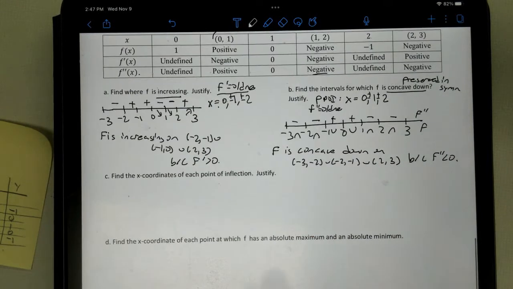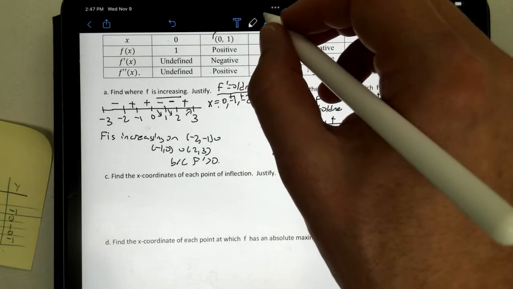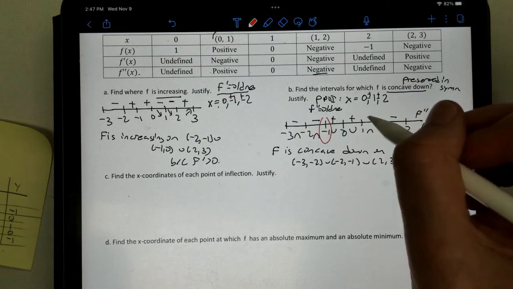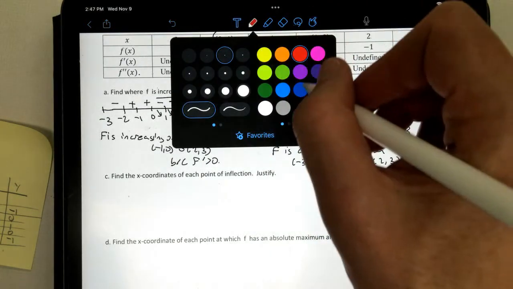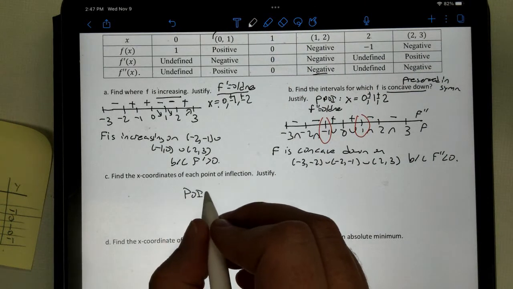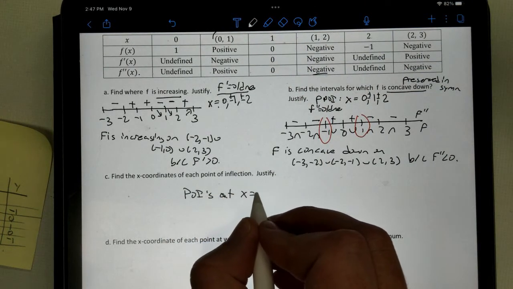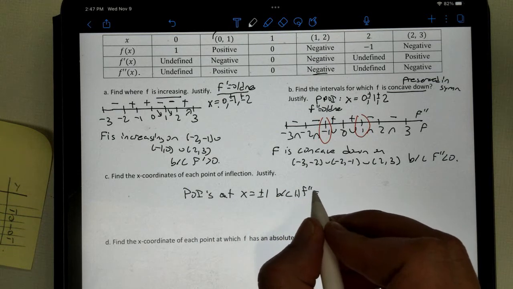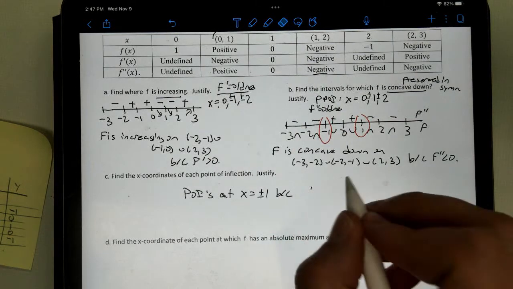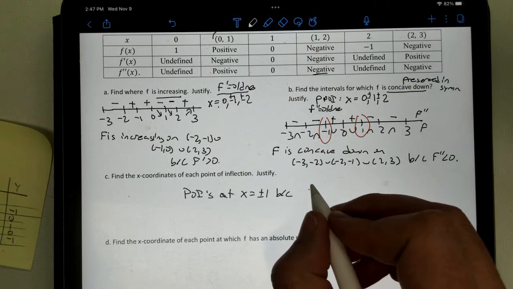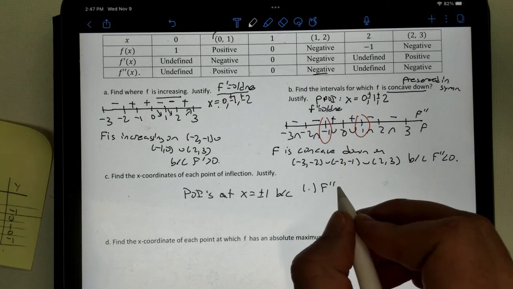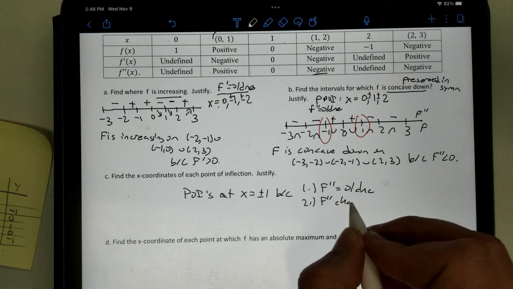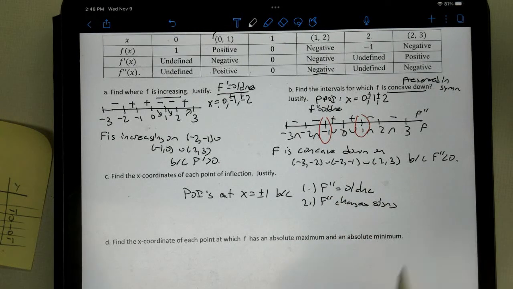All right. And now our POIs, of course, this is where concavity is going to change. It looks to change at -1 and +1. Looks like we only have 2 of them. So we have POIs at x equals ±1, and that is because 1, the second derivative is 0 or DNE, and 2, the second derivative changes signs there.